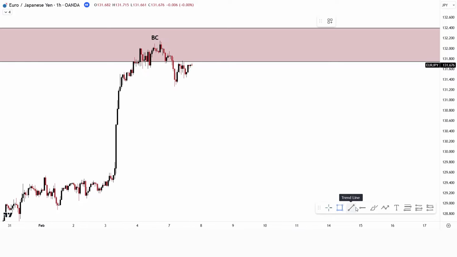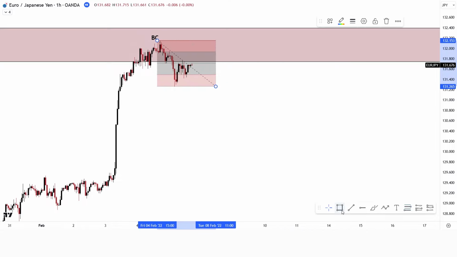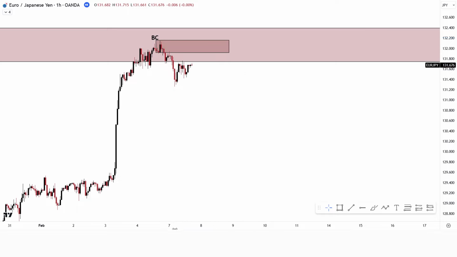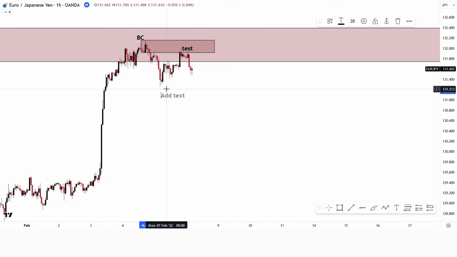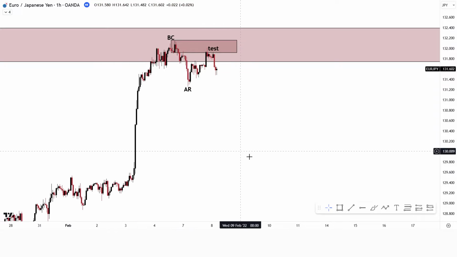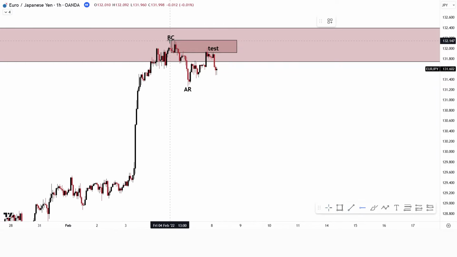Were we looking for a test? We're looking for a test right here. Right where this order block is, overlapping with our extreme zone. Okay, perfect. So we have our test. What are we anticipating next is a stop hunt.